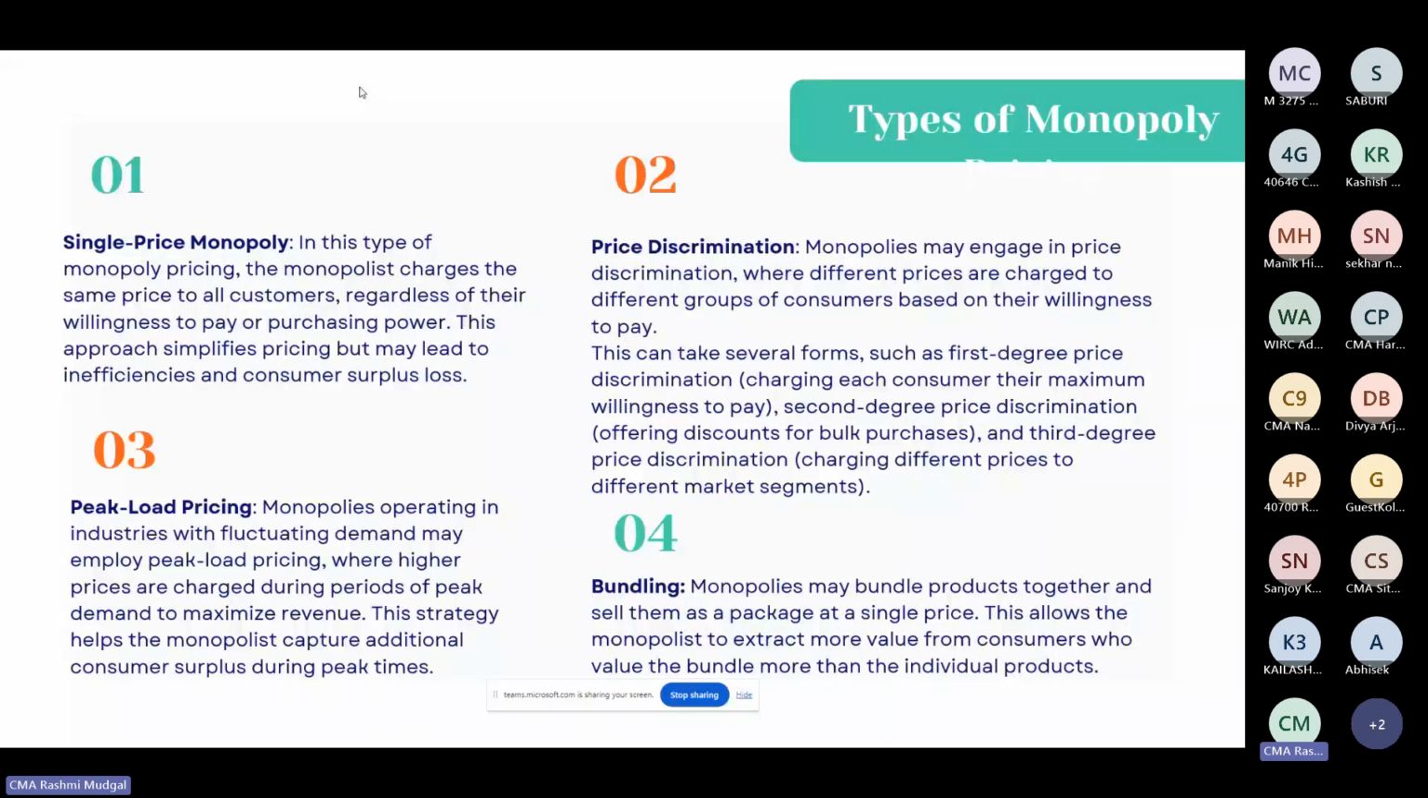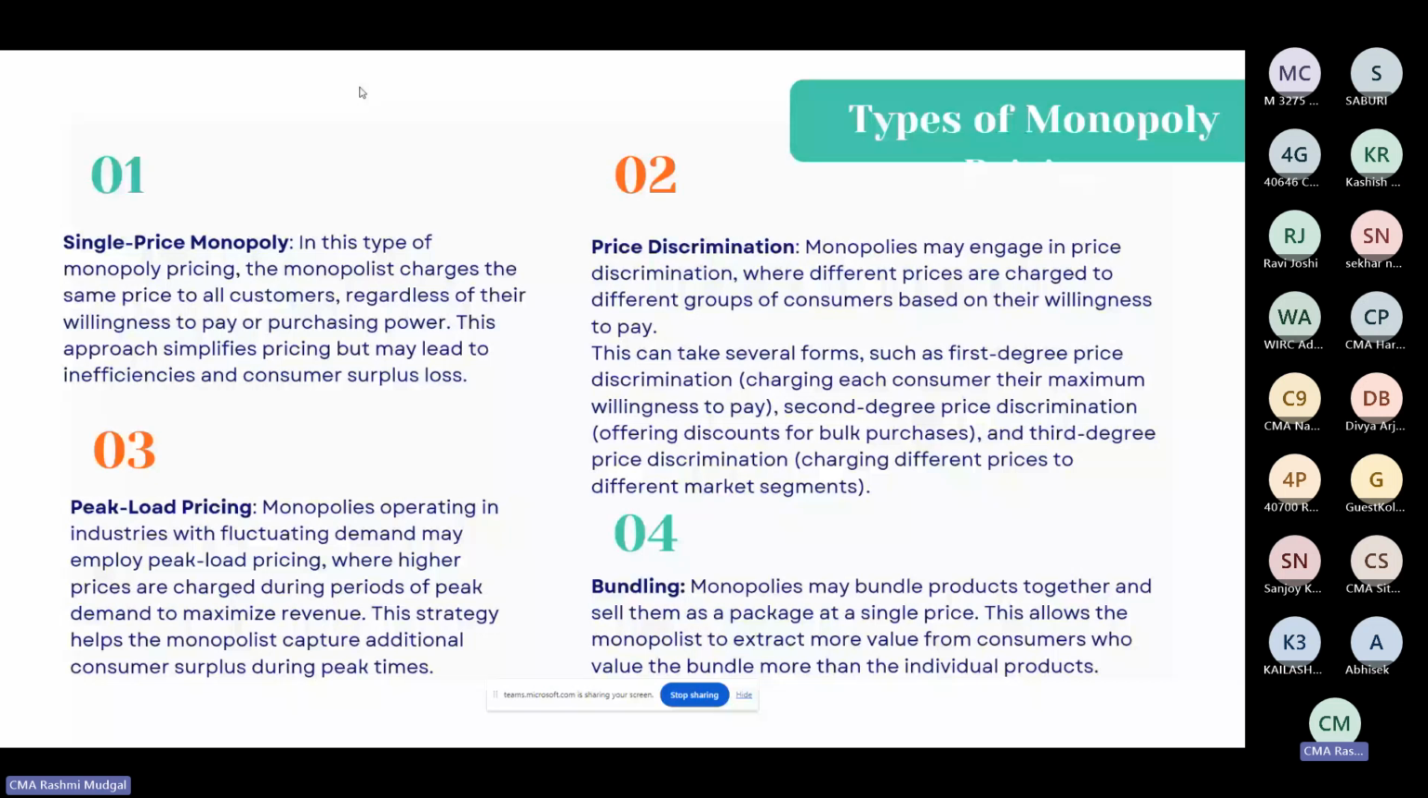Okay, next is price discrimination, where I want to discriminate between different groups of customers based on their willingness to pay. This can take several forms, such as first degree, second degree, and third degree price discrimination. In first degree, I charge each customer their maximum willingness to pay. Second, if a person is doing a bulk purchase, I charge different prices to different market segments. So there are some degrees a person can make, and it can be more, not only 3 degrees.